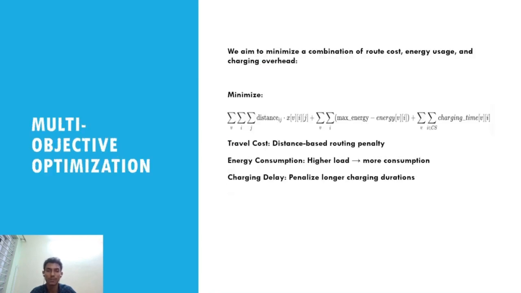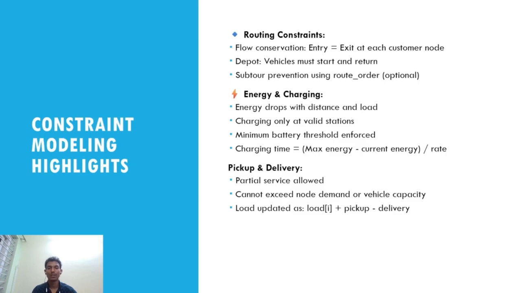Next thing is the objective function. We look at the objective function now. We have used a multi-objective approach where the solver minimizes three things. First thing is total distance traveled based on the path decisions. Second thing is total energy consumed, calculated as a difference from the maximum battery level. And the third thing is total charging time, which helps reduce idle time at stations. This comprehensive cost function ensures that the routes we generate are both efficient and realistic under EV constraints. Now we will look at the constraints.